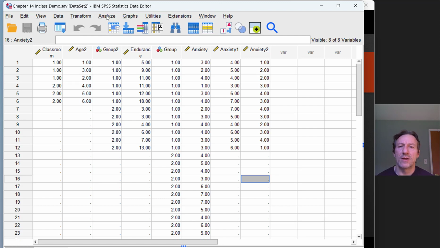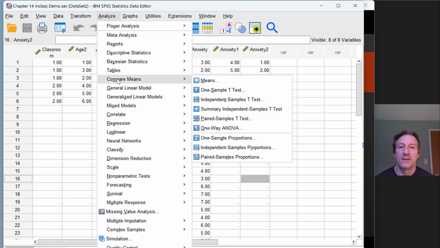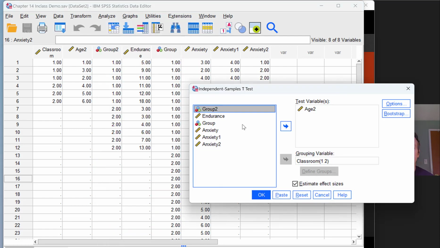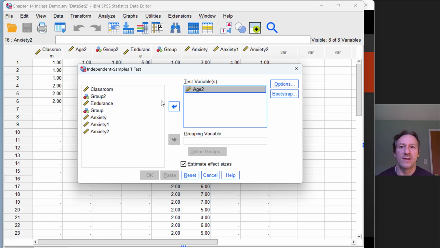So I'm going to click Analyze, Compare Means, and now we're going to do Independent Samples t-test. We did 1 sample last time. This time it's independent samples. We'll click that. Let me reset it. So our classroom is going to be our grouping variable. Age is the test variable, the thing that we're trying to test to see if they're different. So we'll put age there. How we group them is going to be that grouping variable.